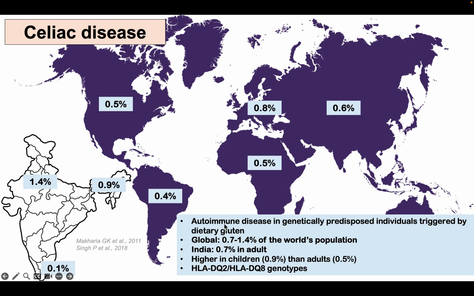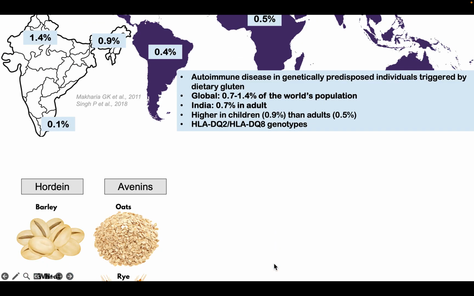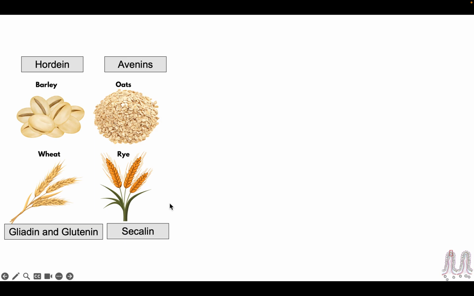Next, this is an autoimmune disease in genetically predisposed individuals. What is the meaning of genetically predisposed? It is due to the HLA-DQ2 or HLA-DQ8 genotype. It is higher in children than adults. We also call this disease gluten sensitivity disease.